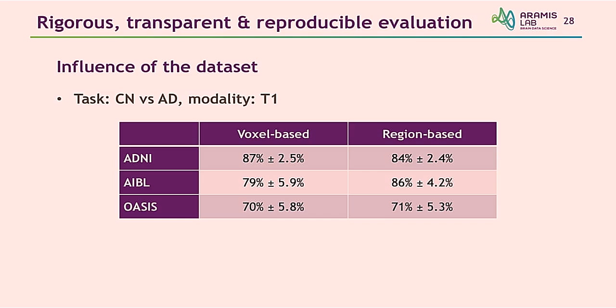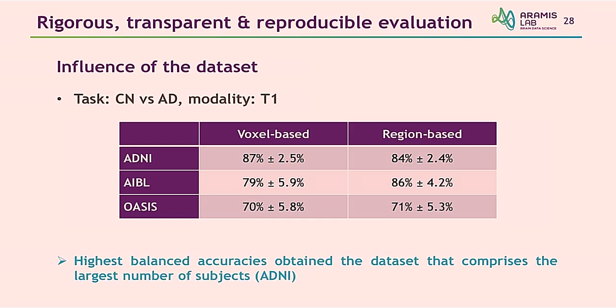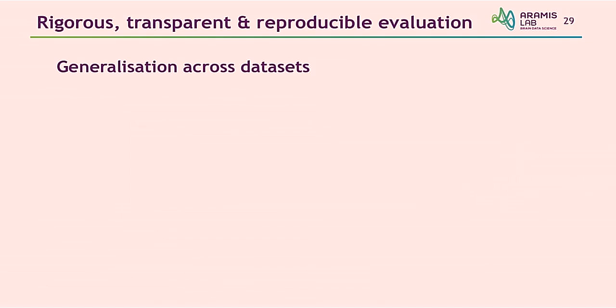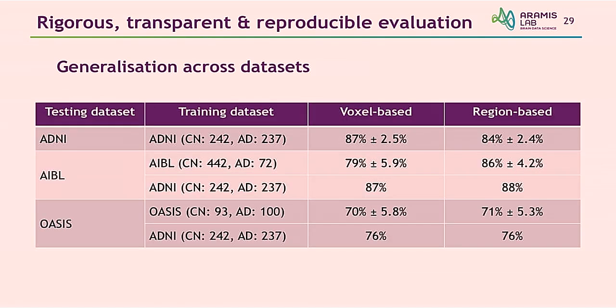And so to be clear on the configuration here, we both trained and tested the classifier on the same dataset. But what we can also do is test how the method generalizes across datasets. So here we train a classifier on ADNI and we test it on AIBL and OASIS. And for like-for-like comparison, you can also see the results obtained when training and testing on AIBL and when training and testing on OASIS.